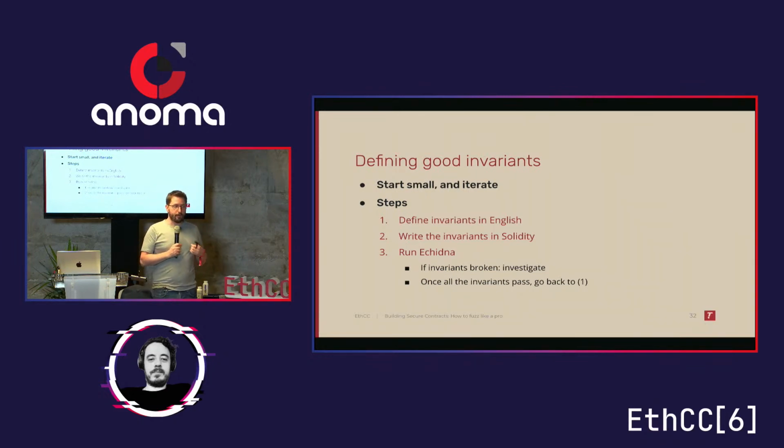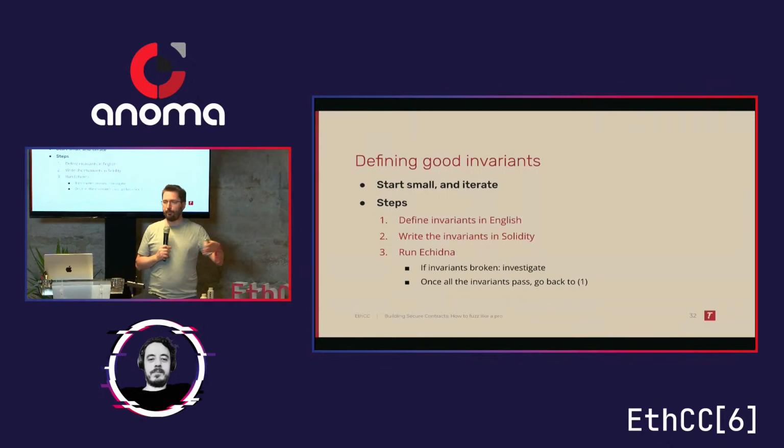Don't try to write the invariant in Solidity right away. Just think about them. Think in English, like create a markdown file, text file, whatever works for you, and start by dumping ideas. What should be the behavior of your system, what it should be doing, what it should not be doing. And then once you have a couple, maybe 5 or 10 ideas, go to Solidity, write them, and run the fuzzer.